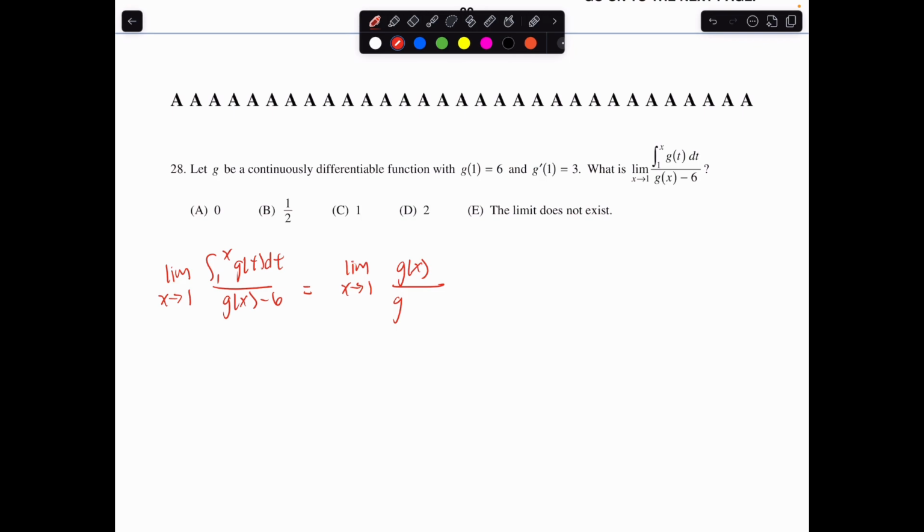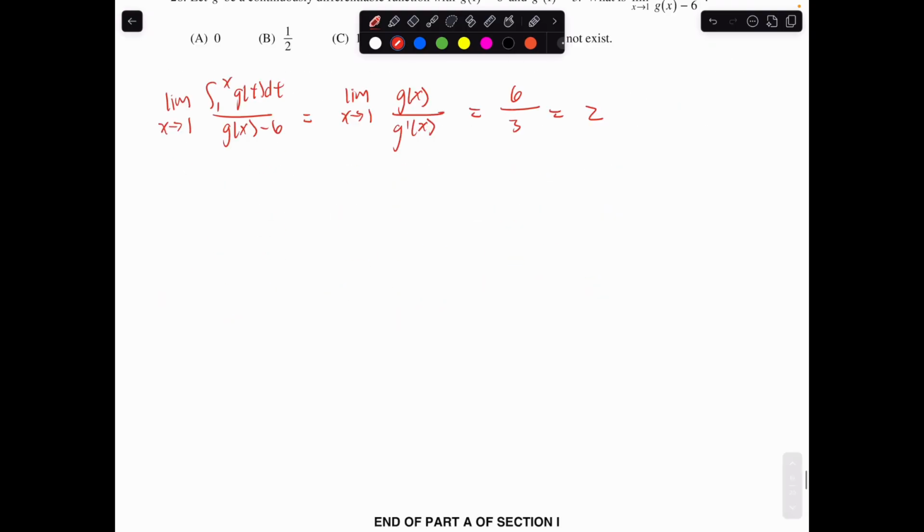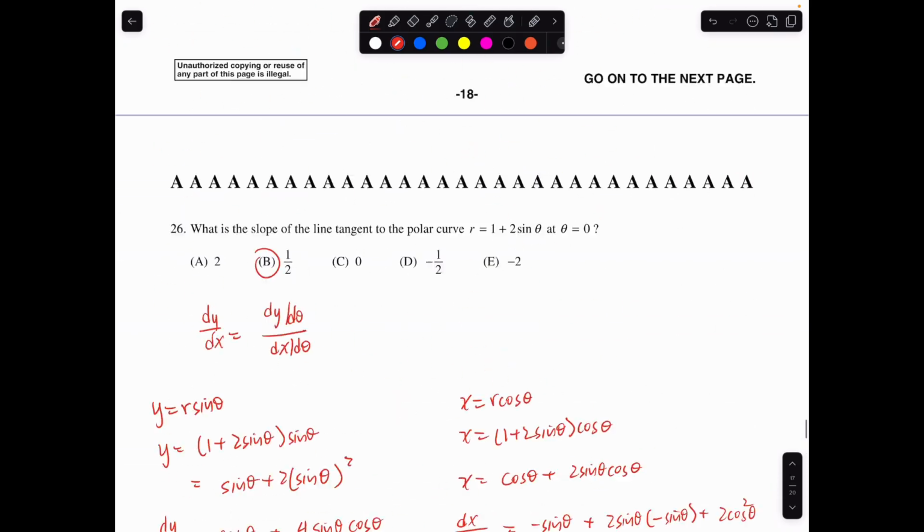So then that's just equal to g prime of x if I take the derivative. G of 1 is equal to 6, and g prime of 1 is equal to 3. So then this is equal to 2. So for 28, the answer is D. All right. That's it for the first one.